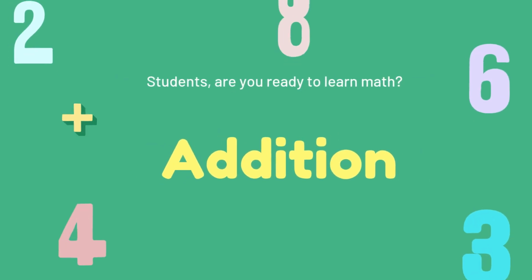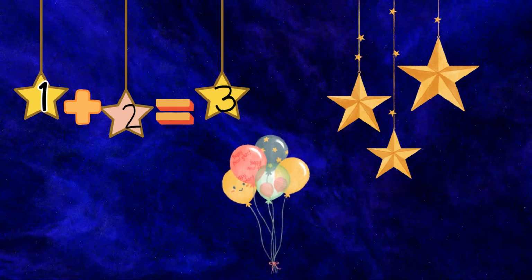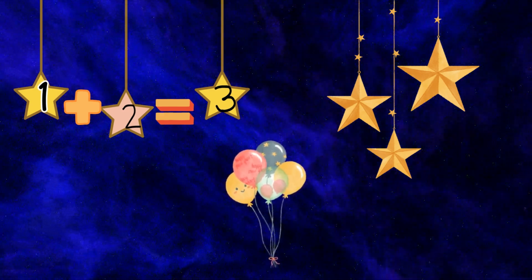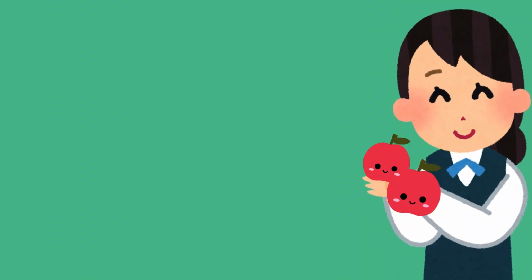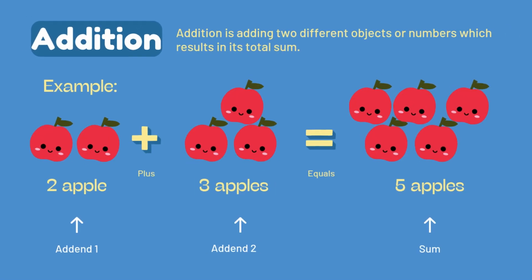Today we're going to practice addition and... Are you ready? Let's get started. Let's start with addition. Addition means putting things together. For example, if you have 2 apples and you get 3 more apples, how many apples do you have in total? That's right. 2 apples plus 3 apples equals 5 apples.